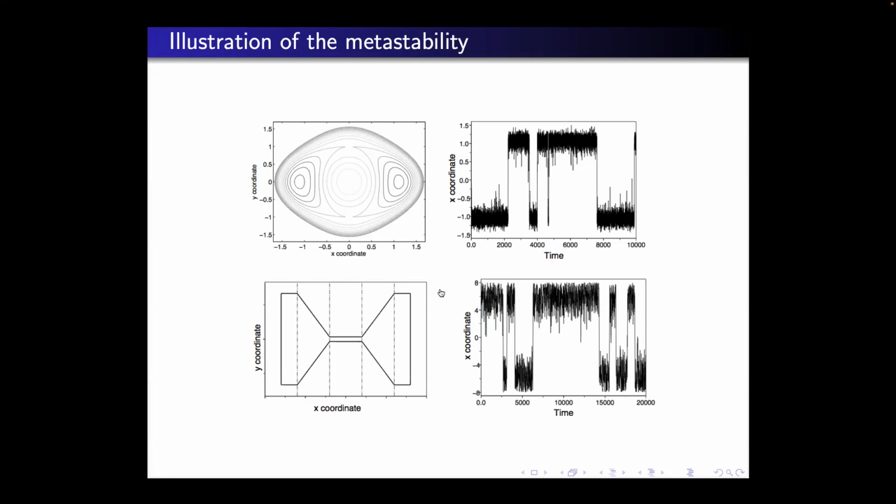And so on this picture, you see the evolution of the x coordinate when the time evolves. The x coordinate of this minimum is minus one. So we see oscillations around minus one for a long time, then a quick passage to the other local minimum, and the process goes on. And on the second picture, it's almost the same, except here there is no vector field at all. B is zero. It's just the Brownian motion, but what is playing the role of the small amplitude regime is the thinness of the passage between these two parts of the domain omega, and we see the same kind of behavior.